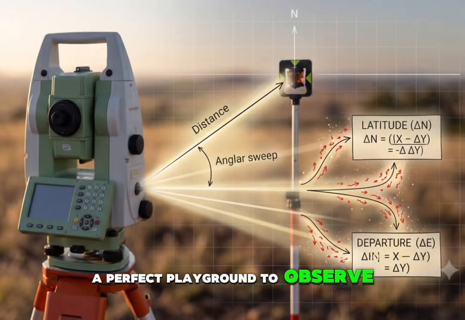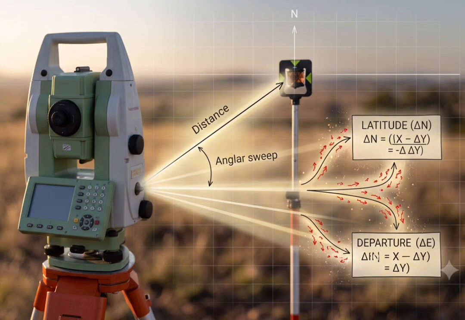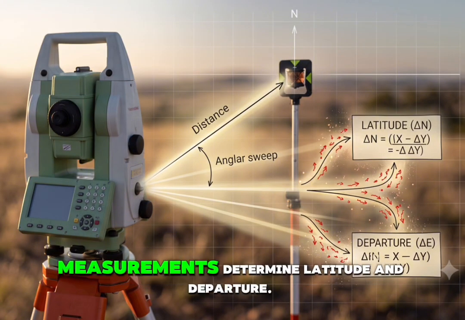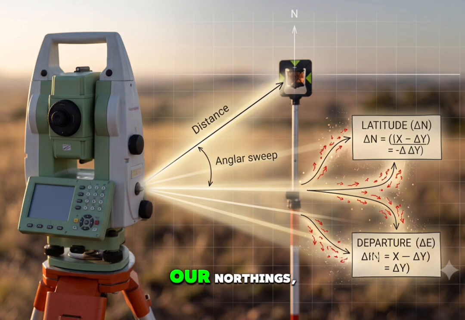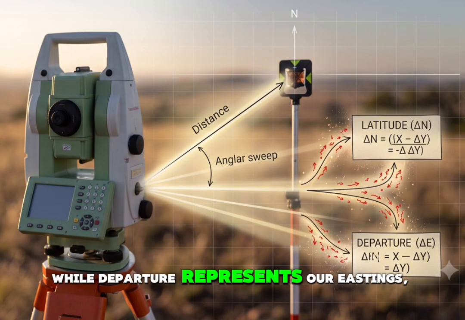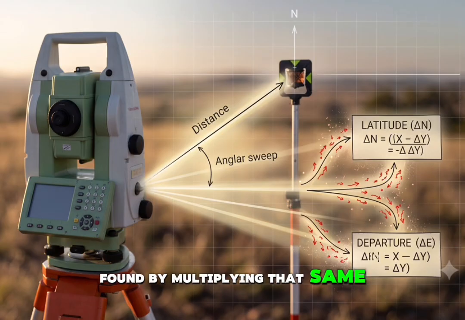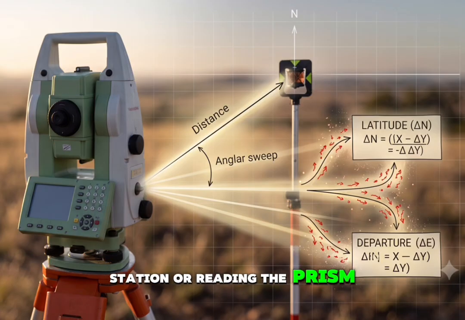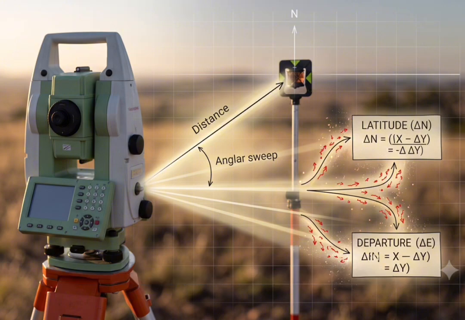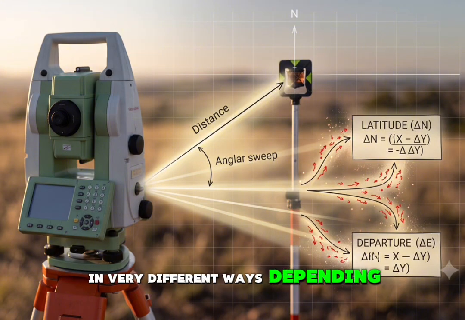A perfect playground to observe this phenomenon is the standard traverse computation, specifically looking at how our field measurements determine latitude and departure. In coordinate geometry, latitude represents our northings, calculated by multiplying the measured distance by the cosine of the bearing, while departure represents our eastings, found by multiplying that same distance by the sine of the bearing. Because both of these fundamental coordinate components rely on the exact same two field inputs, any single mistake made while setting up the total station or reading the prism will instantly bleed into both calculated directions, but it will do so in very different ways depending on our orientation.